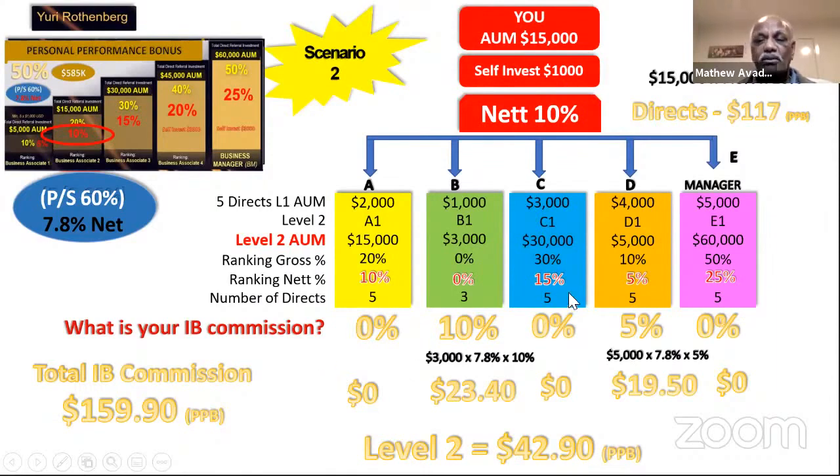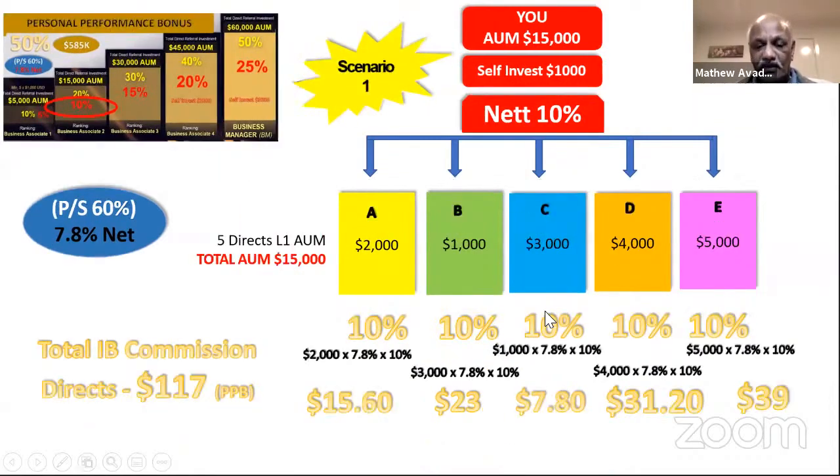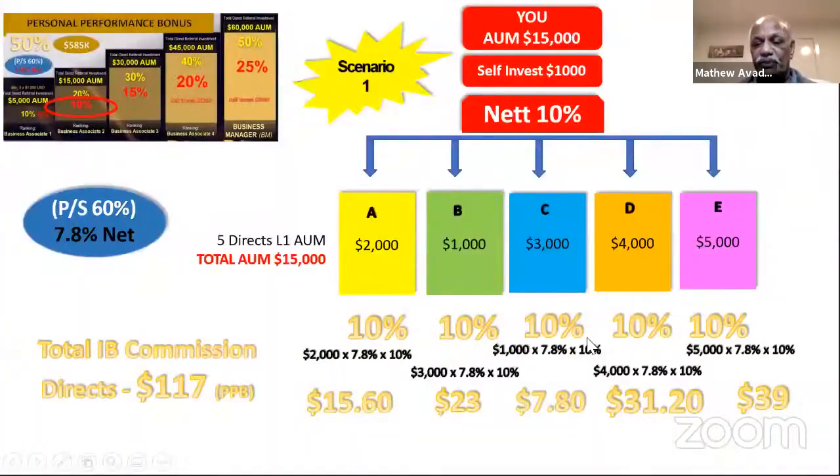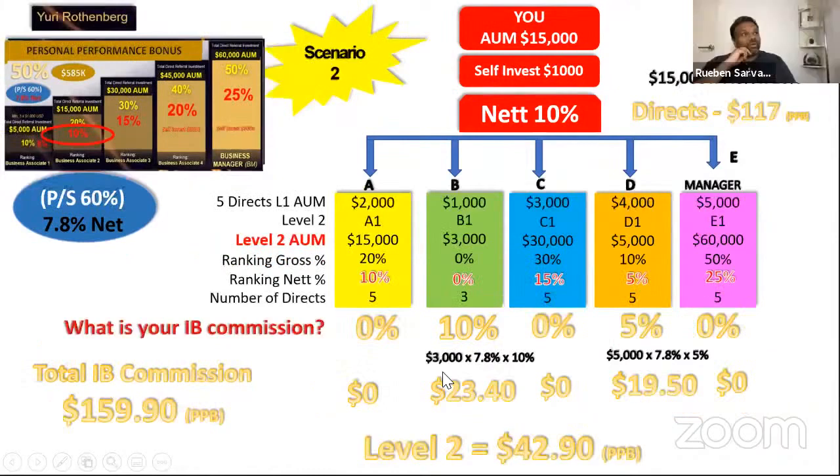So in total, you'll get your 117 at level 1 from these $15,000, plus this additional. This is one more slide down. Yeah, this one. So plus you'll add these two, you got 23 plus 19.50. So level 2, your commission was $42. So total your commission in this case will be $159 or $160 roughly.